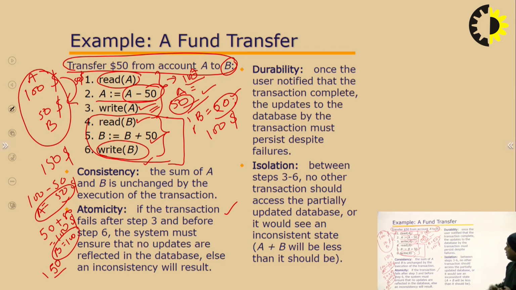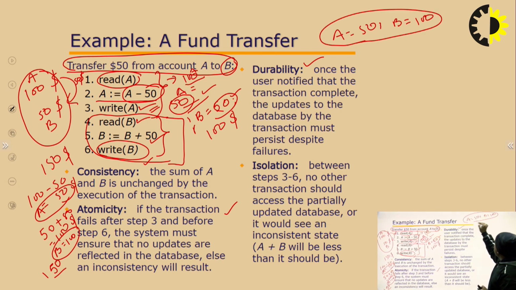Similarly, what does durability mean? We have already discussed that durability means the generated value of A of 50 and B of 100 should be permanently durable in the database system until the next operation on these data elements gets performed. There is one terminology also used: once the user is notified that the transaction is completed, the updates to the database by the transaction must persist despite failures. If any kind of failure takes place after the successful commit of all the operations, the final updated value needs to persist permanently until the next operation takes place on the same data object.